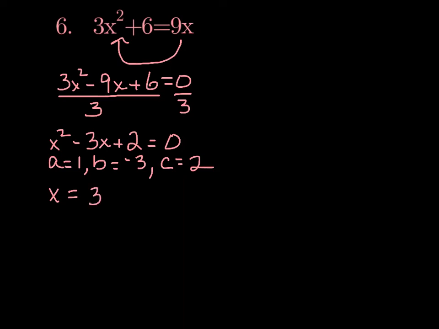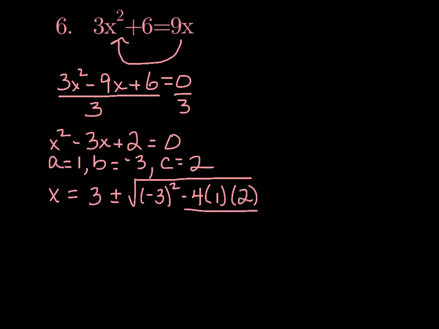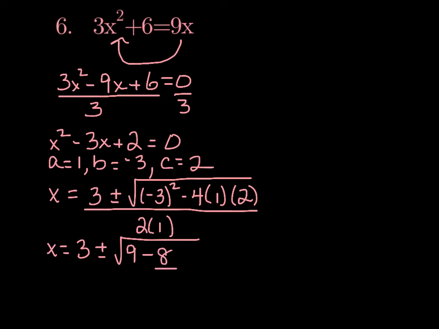So that's going to be 3 plus or minus the square root. All right, b squared minus 4 times a, which is 1, times c, which is 2. And this entire thing is over 2 times a, which is 1. All right, so then that gives me x equals 3 plus or minus the square root of negative 3 squared, which is a positive 9, minus 4 times 1 times 2, which is 8, and that is all over 2.